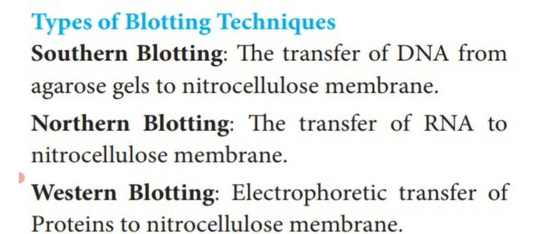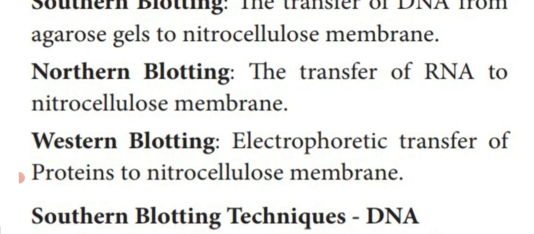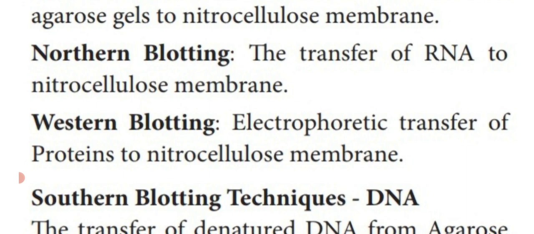Then Western blotting is another technique. It is an electrophoretic transfer of protein to the nitrocellulose membrane. Southern technique, DNA transfer. Northern technique, RNA transfer. Then the Western technique is a transfer of protein to the nitrocellulose membrane. So these are the 3 different types of blotting technique. It is an important 2-mark question: write the different types of blotting techniques.